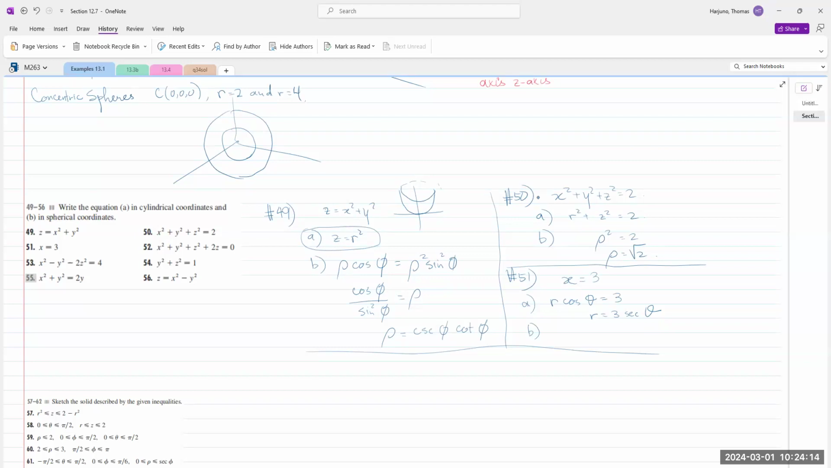Okay. How about in spherical? Rho sine phi cosine theta equals 3. So rho equals 3 secant theta cosecant phi. Okay, number 52.